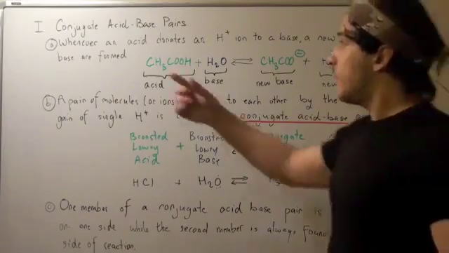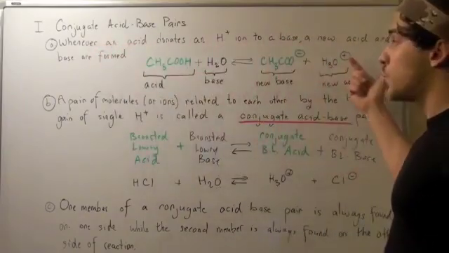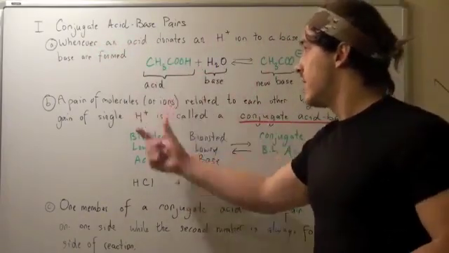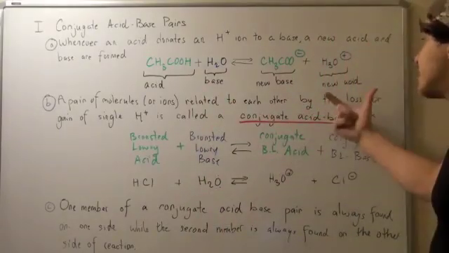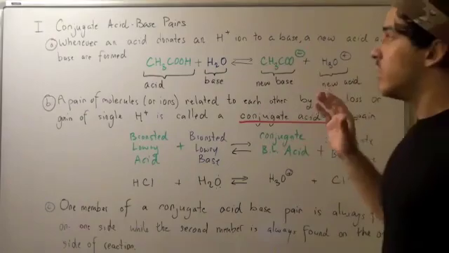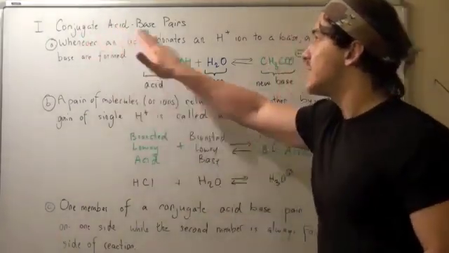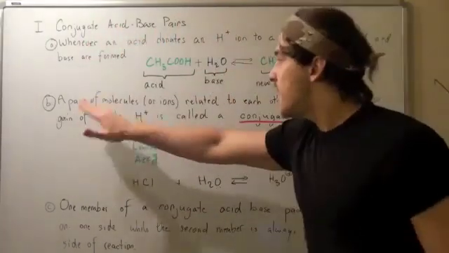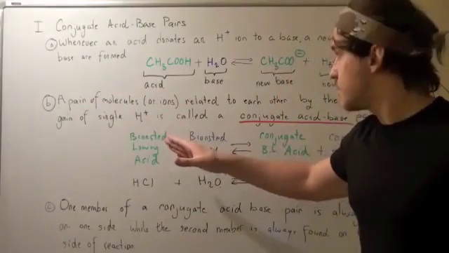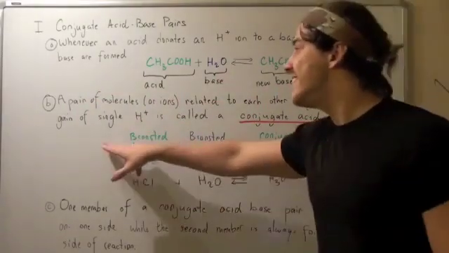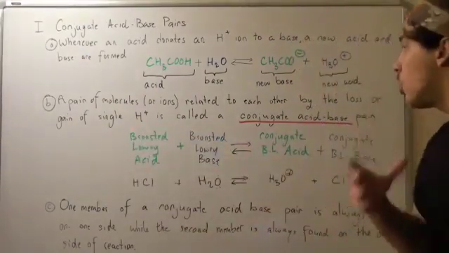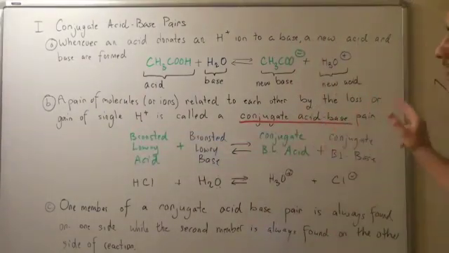So we see that this statement holds true: whenever we have an acid that reacts with a base, a new base and a new acid are formed. So let's define conjugate acid-base pairs. A pair of molecules or ions related to each other by the loss or gain of a single H plus ion are called conjugate acid-base pairs.